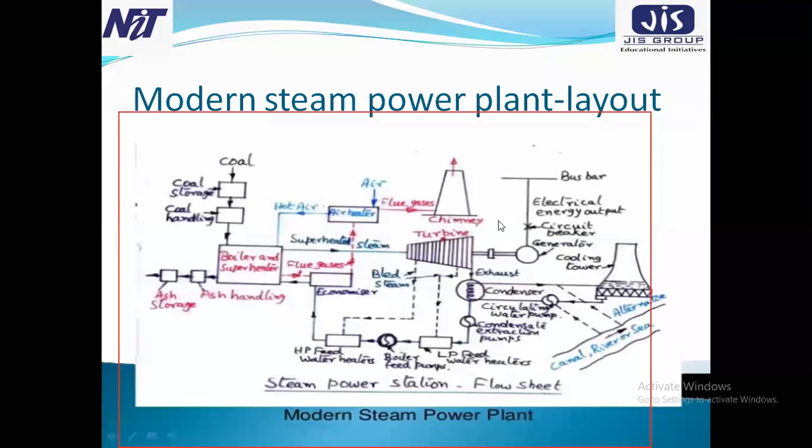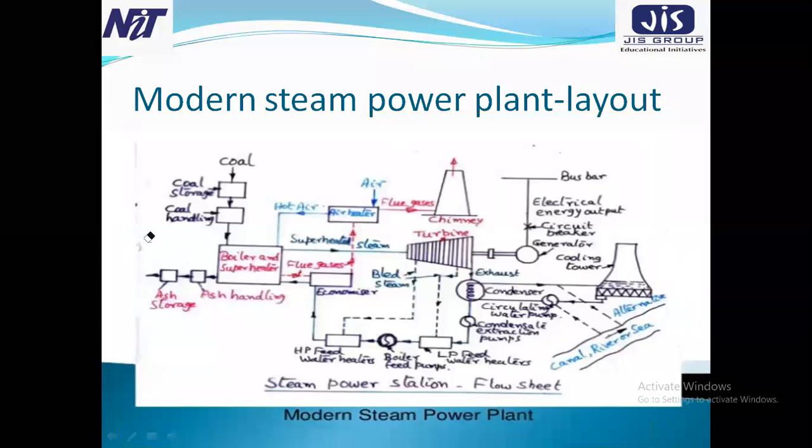And the same figure is present here, the modern power plant layout. The coal storage, and then the coal handling plant, the ash storage, the boiler, the steam power plant flow sheet, and finally the condenser, canal, river, or sea. The alternator is connected here. The bus bar is also connected. So this layout we have to understand.